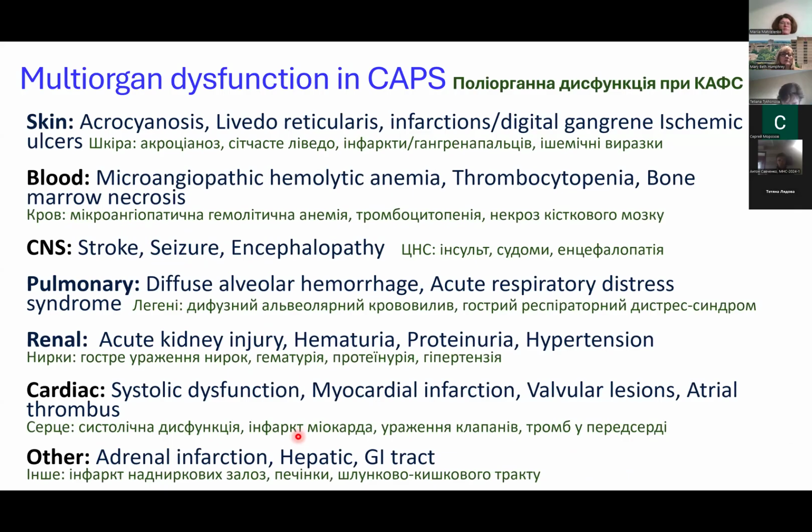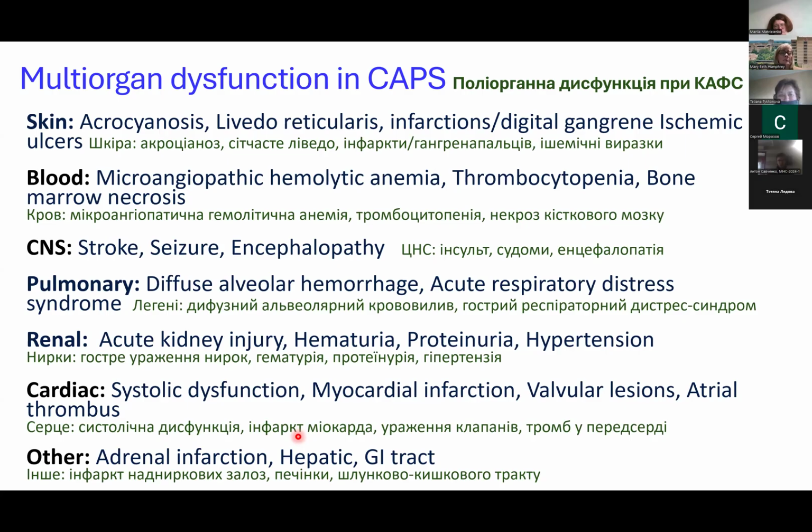Some of the other manifestations of antiphospholipid CAPS is skin. So they can get discoloration of their fingers, like we just saw a minute ago with digital gangrene. They can get profound livedo reticularis. They can actually get skin infarctions, which will tend to be round, with a central area of ischemia with a central ulcer that will then enlarge.